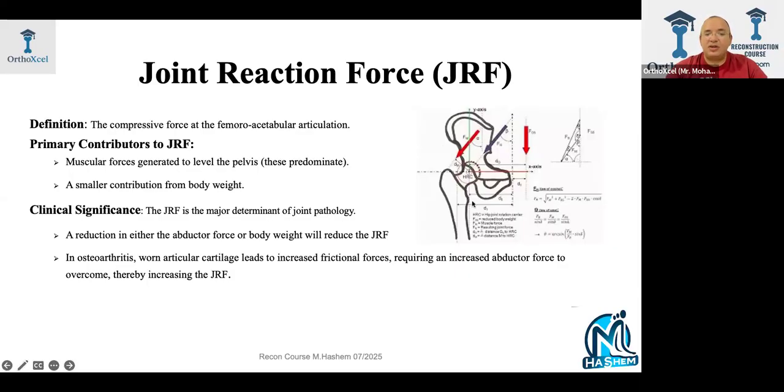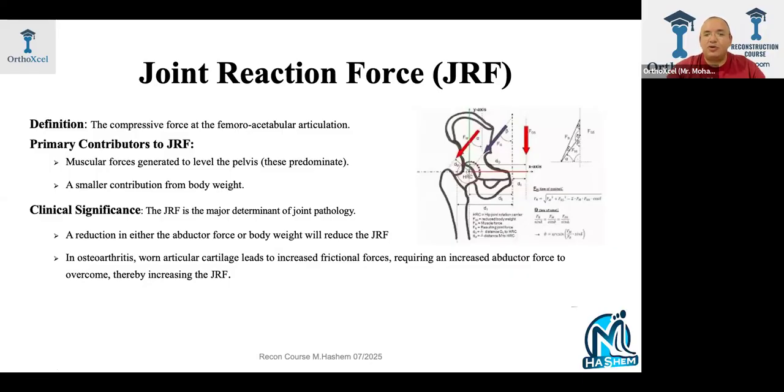So in case of osteoarthritis, what happens? The articular cartilage is gone. There is more friction going through the hip, so these forces are magnified by the friction going across the hip. Your abductors need more force to maintain the job, so the total joint reaction force will increase. If you understand the joint reaction force, you will understand how it is affected in osteoarthritis and how this affects the total hip.